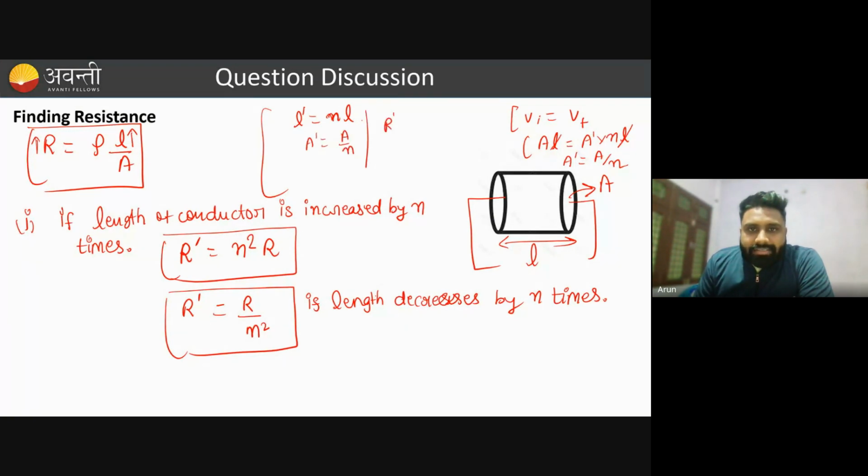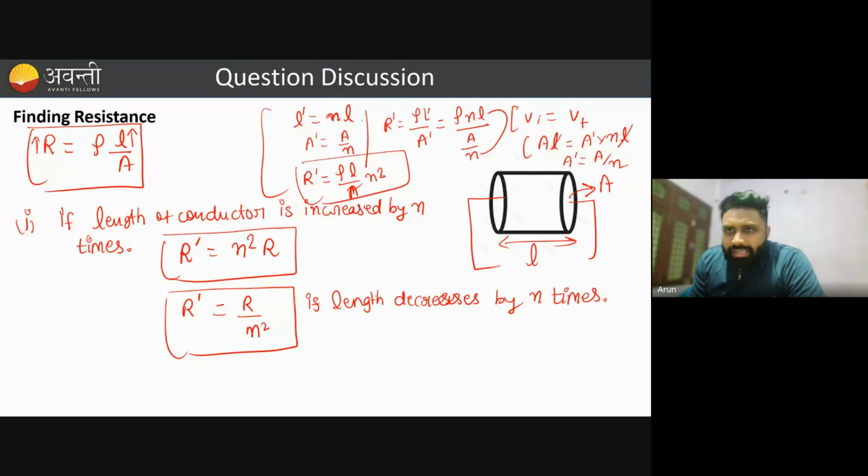Now R dash is rho L dash over A dash. Put the value. L dash is nL divided by A dash is A by n. This n will go up. So the resistance that you would have is rho L upon A into n square. And this rho L upon A is nothing but the initial resistance. Similarly, if you take it L by n, this area will become nA, so the resistance will reduce by n square times.